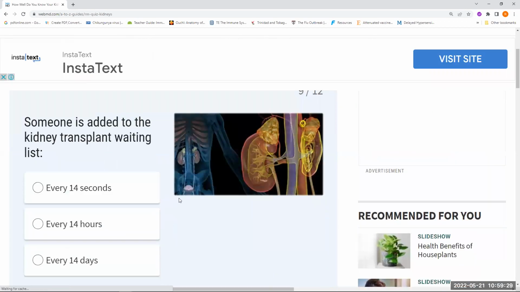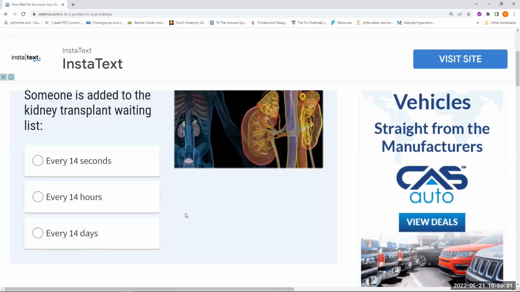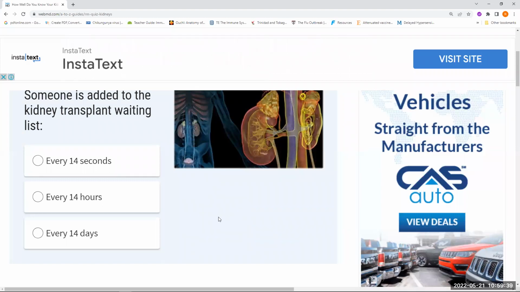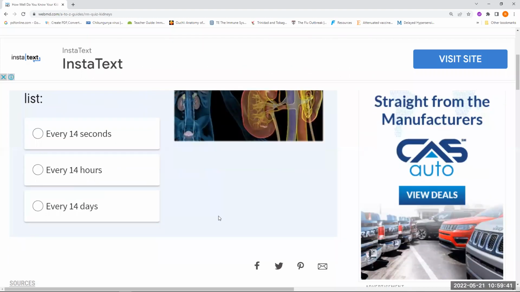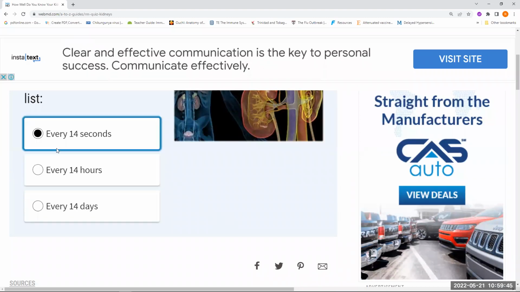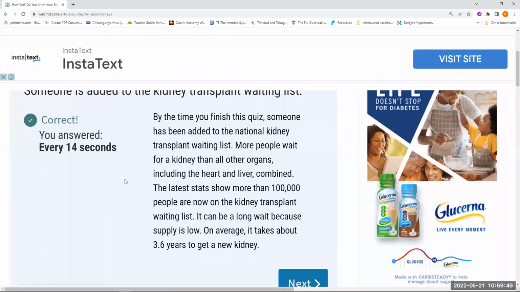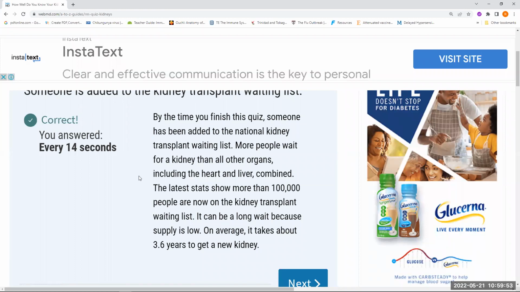We reach question 9. Someone is added to the kidney transplant waiting list every 14 seconds, 14 hours, or 14 days. What do you think it is? As you mentioned, there are lots of people on the list, so which one do you think the answer is? Let's see, every 14 seconds. Yeah. And this is relating to the US population, right? Which is a very large population.